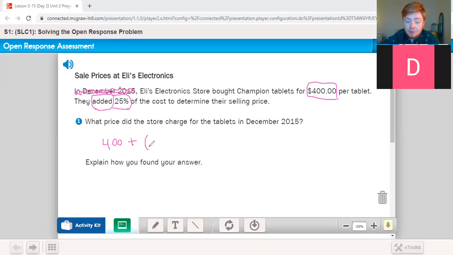So what I'm going to do is I'm going to make sure I do my 0.25 times 400, because that's going to tell me what 25% of 400 is. All right, equals, and then the answer to this is the price that they ended up selling it for. Okay, so to do this though, first we're going to need to do 0.25 times 400. Does anybody know how to do this easily?